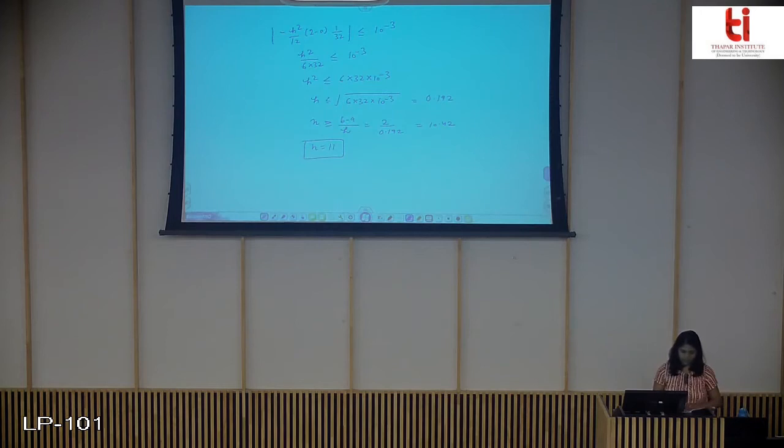So n equal to 11, and we apply the trapezoidal rule here. Applying integration by the trapezoidal rule, the value is coming out to be 1.1011. In this case, h is 0.192, or we can say it is equivalent to 2 upon 11, because we computed it from here only. So the integration by the trapezoidal rule is coming out to be 1.1011.